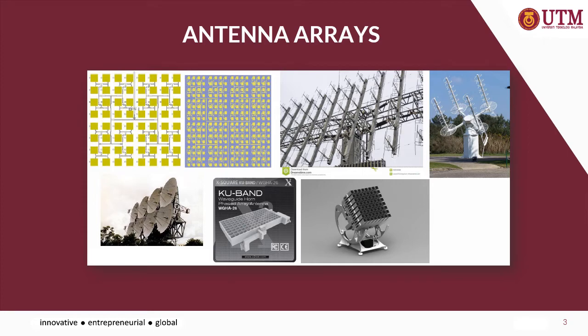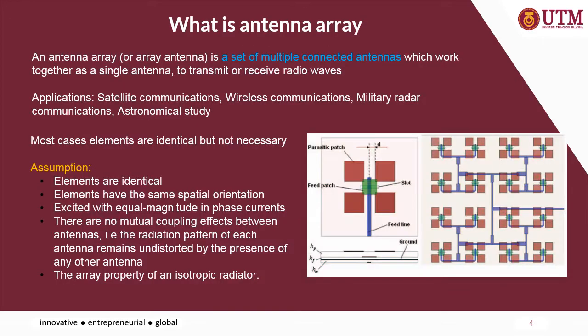Okay, this week we are going to discuss another type of antenna, which is the antenna arrays. This type of antenna is broadly used in communication systems, and it is basically a multiplication of more than one antenna element, as shown in the figure. So what is an antenna array? It is basically a set of multiple connected antennas which work together as a single antenna to transmit or receive radio waves, right? So it begins with a single structure.